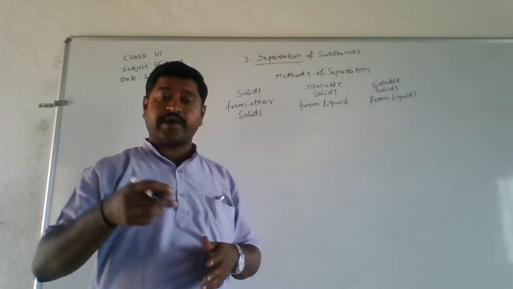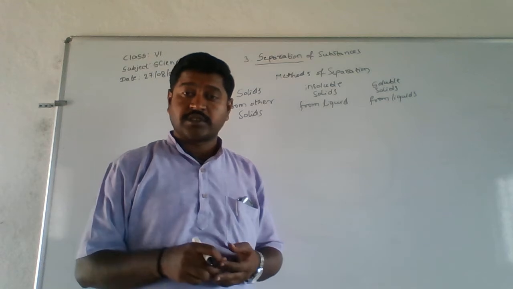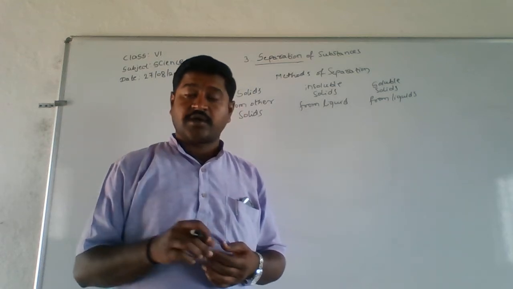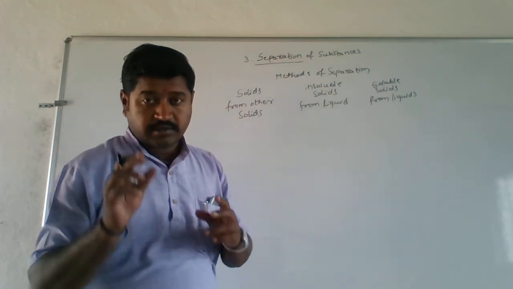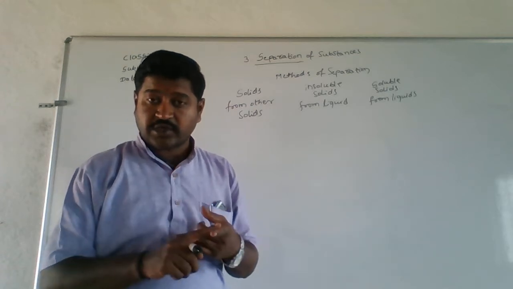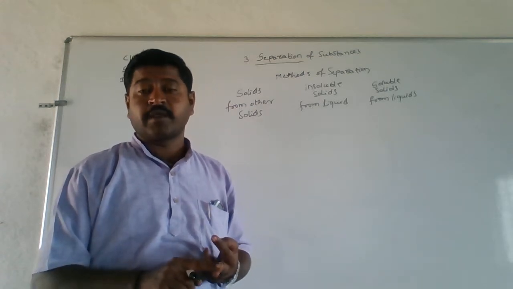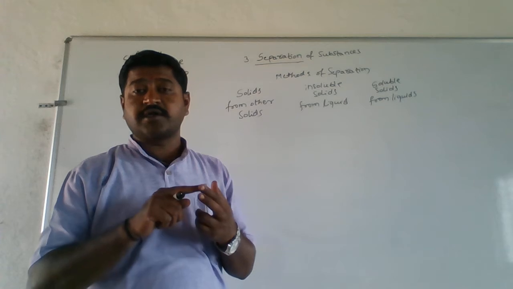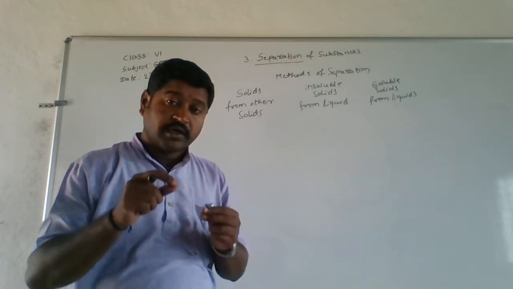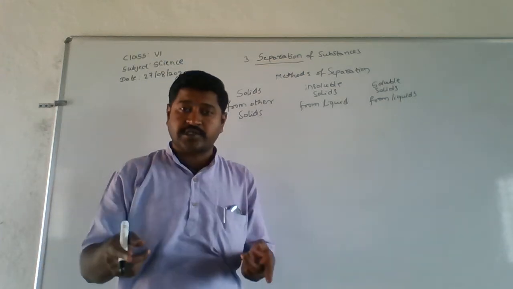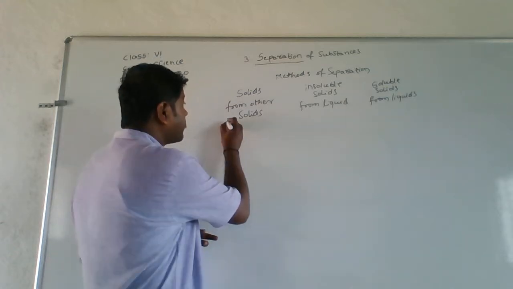It is like wheat and stones, or groundnuts and stones, or wheat and mud in it. Both are solids. Wheat is a solid, mud is also a solid, or groundnut is a solid, a stone is also a solid. So we are removing a solid from another solid. Those are the methods here.